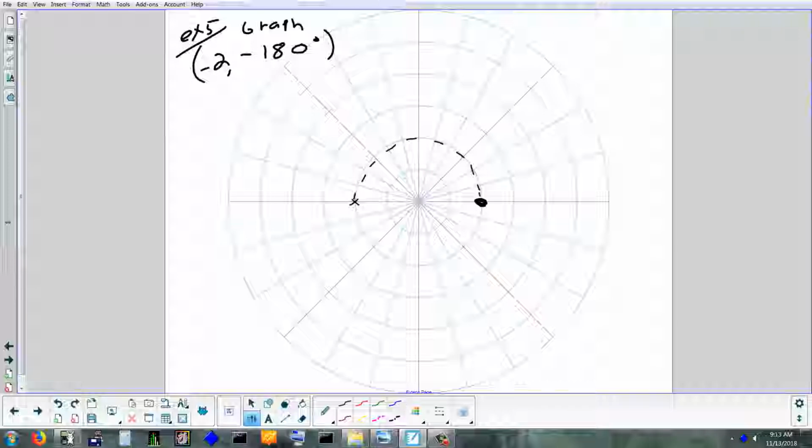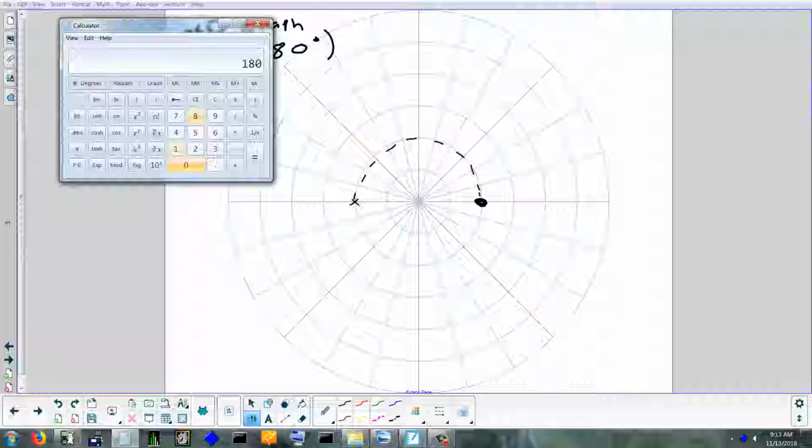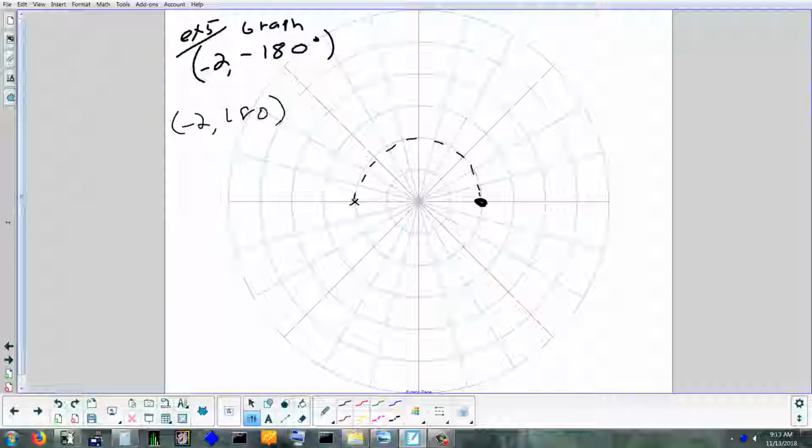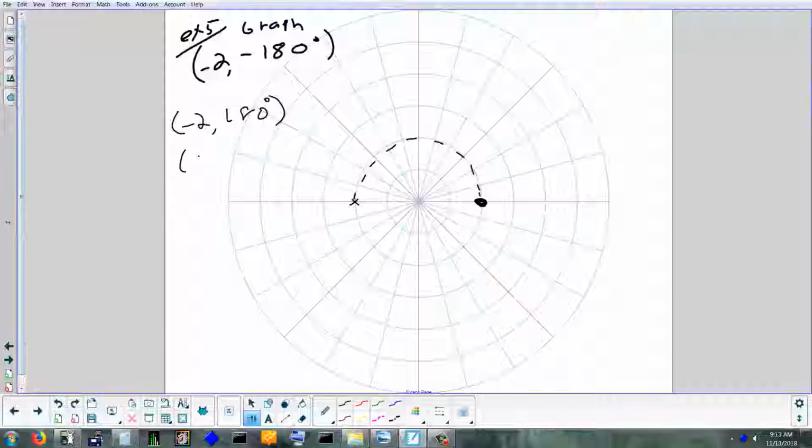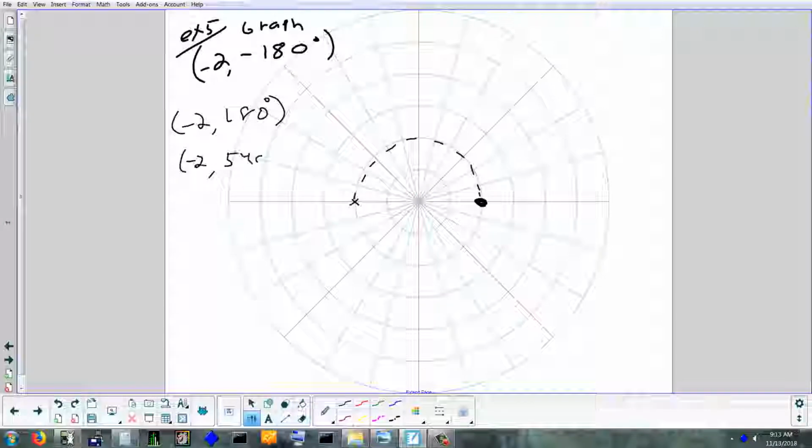Now, we studied this before, but what did we say you can always add to an angle? And it doesn't change where you land. 360. So technically, if I take negative 180 and add 360 to it, that's exactly the same point. I could also take 180 and add 360 again. What was it? Negative 540. That's the same point. It's just making an extra revolution.